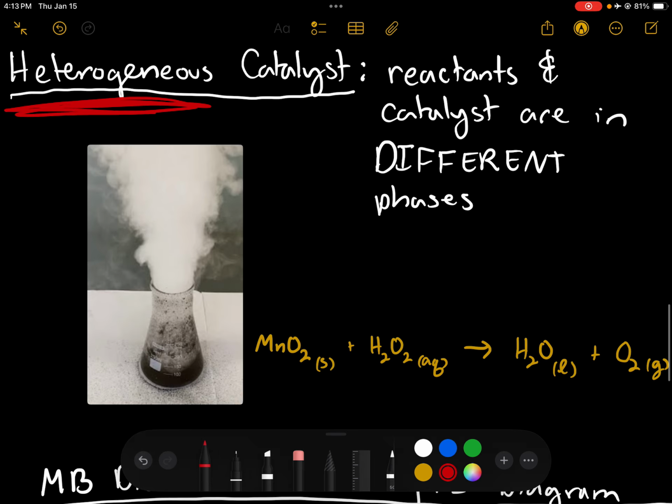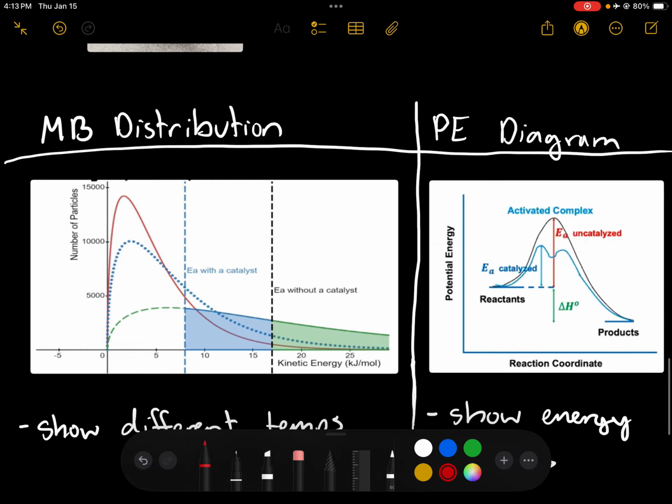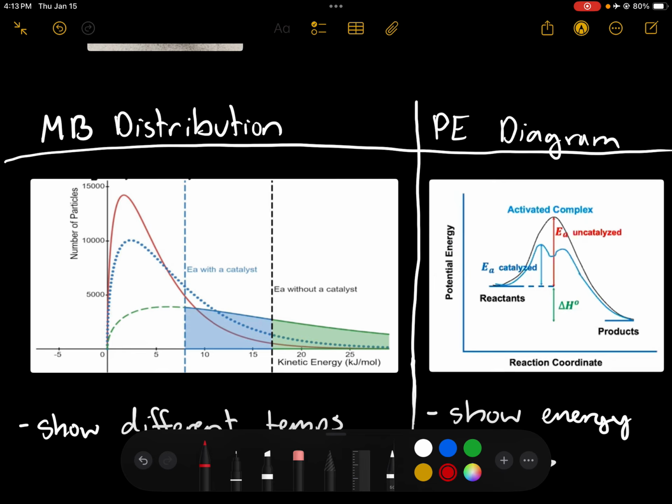So when I did the demo with the fog and we were decomposing hydrogen peroxide, I dumped in a solid, right? And since hydrogen peroxide is aqueous and the catalyst I used was a solid, those two are in different phases, therefore it's a heterogeneous catalyst. In terms of how that affects the distribution, it changes the activation energy requirement. And we know that already because that's what catalysts do. They provide an alternate mechanism with a different activation energy requirement.